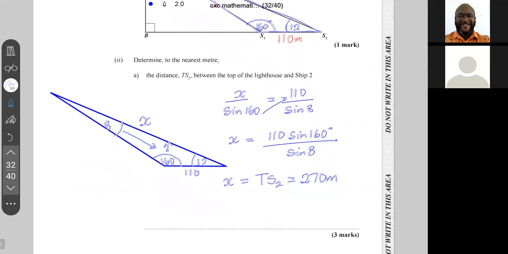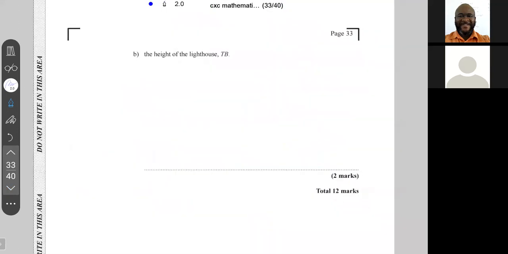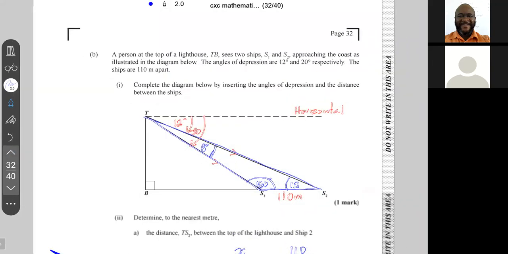What else do they want me to find now? Next, they want the height of the light tower, which is TB. That's the last thing they want. We need the height here. We just found this to be 270 meters. We have this angle here, which is 12 degrees. So I can use a trig ratio, but using this triangle. So I'm going to use the large triangle to determine the height TB.